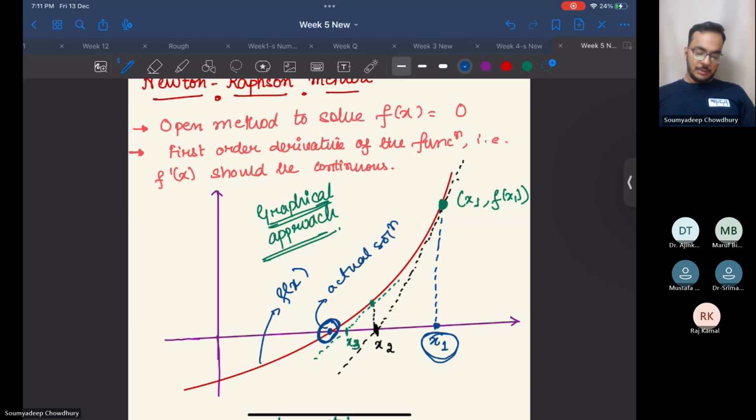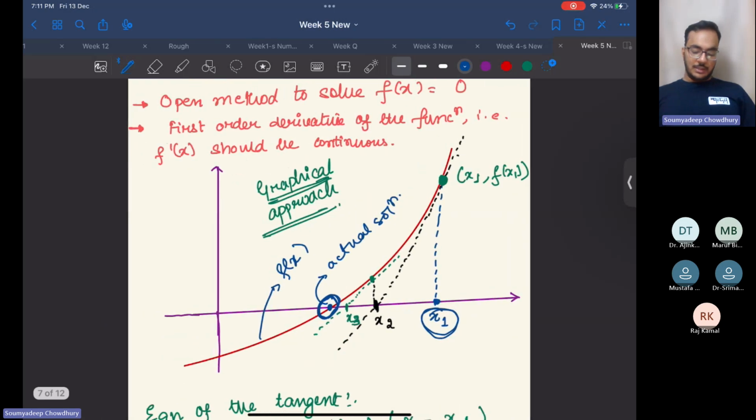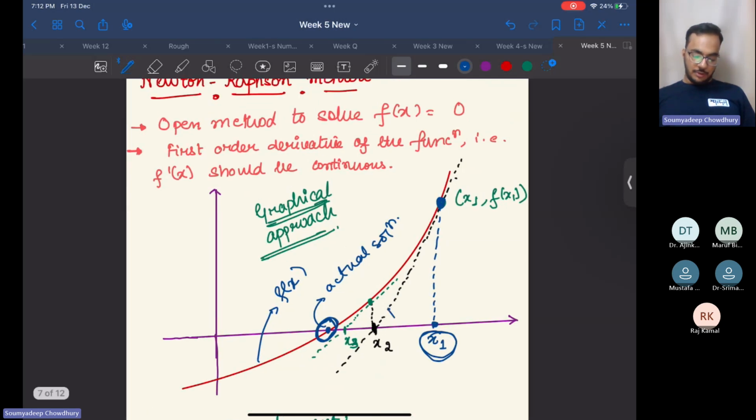So what is the principle of the mathematics applied here? What we do is we find the value of this function at the initial value. That is, we draw a vertical line from x1 and find the meeting point with the curve. This point is the intersection point. Then we draw a tangent to the curve at this point. So this is my tangent.